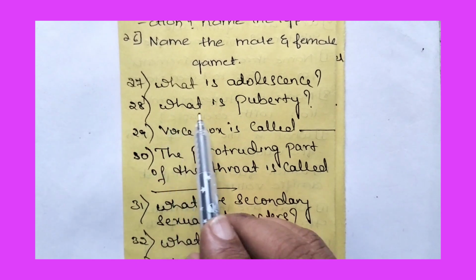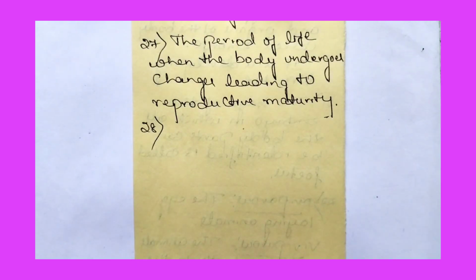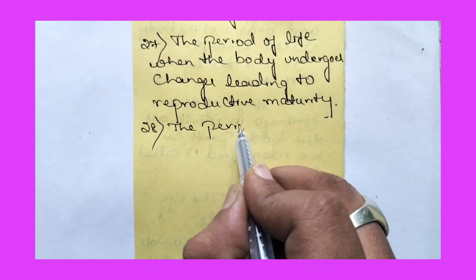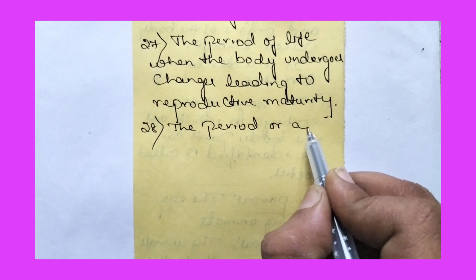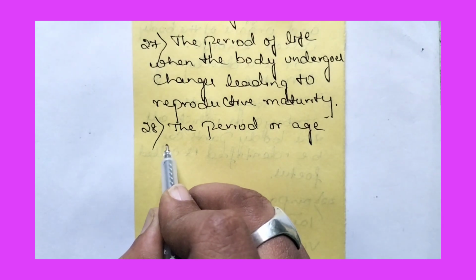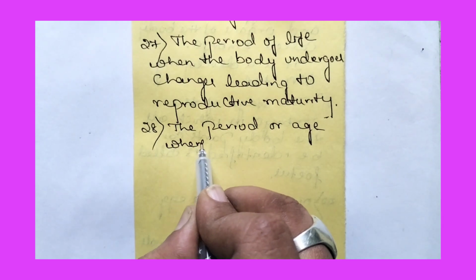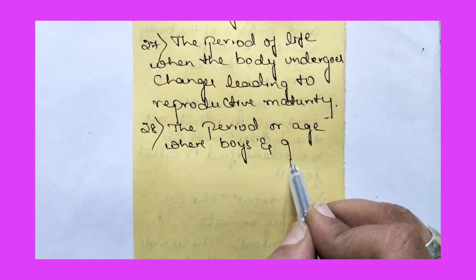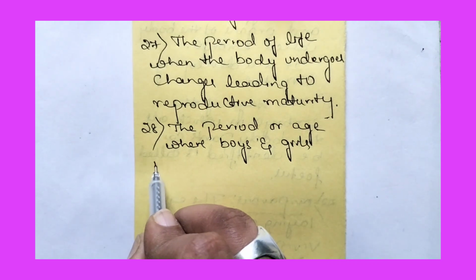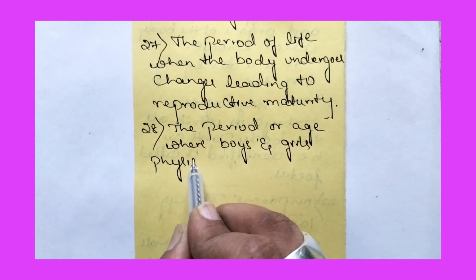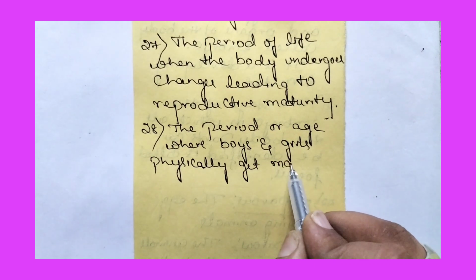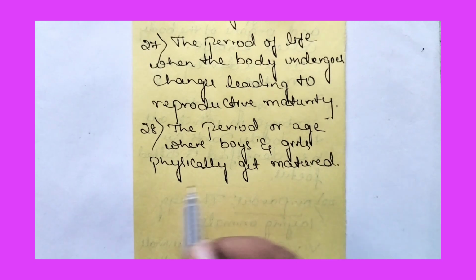28th question. What is puberty? The period or age where boys and girls physically get matured is called as puberty.